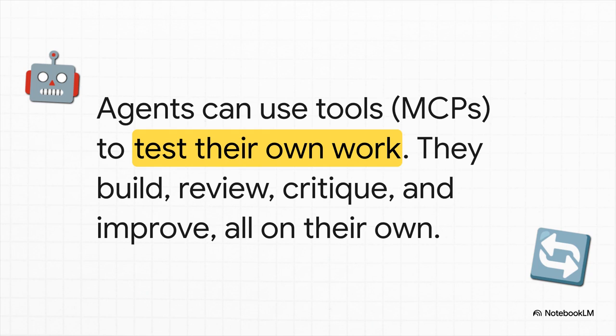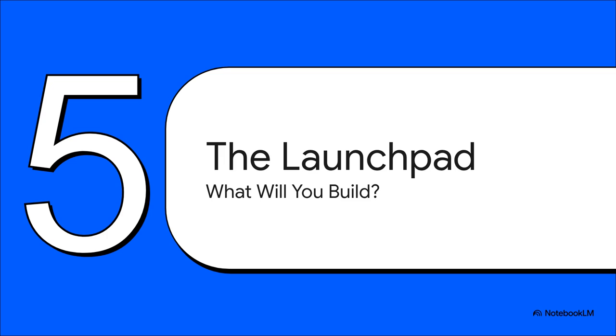Now, this is where it gets truly mind-blowing. These agents can use the tools we just discussed, like those MCPs, to test their own work. So think about this. One agent can build a web page, and then another agent can use a tool to browse that page, critique the design, find bugs, and report back to the project manager agent so it can make improvements. It's a completely autonomous feedback loop. It's just incredible.